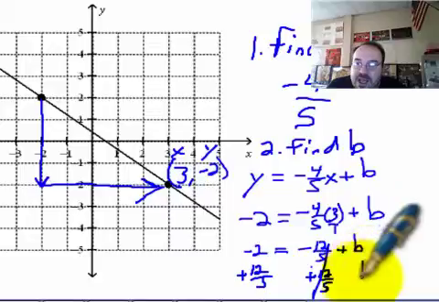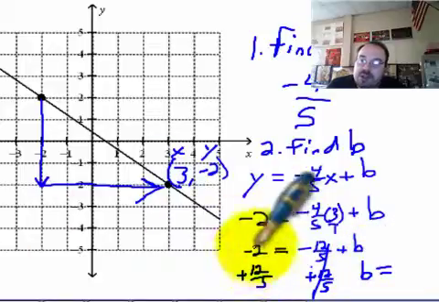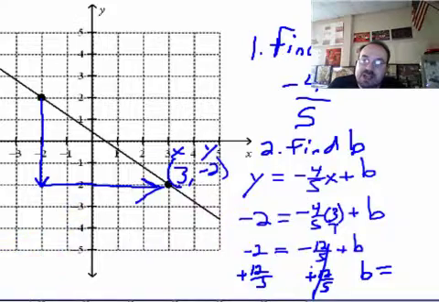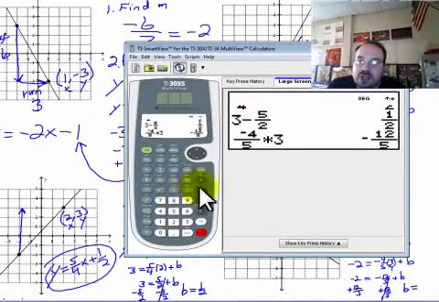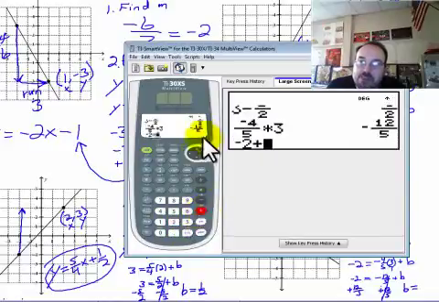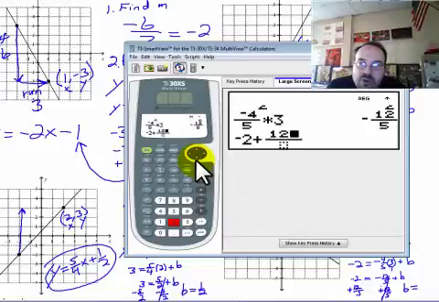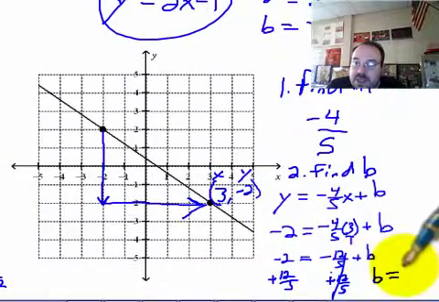So I do that. I end up with B equal to what? Well, you could find a common denominator if you write that over 1 and find a common denominator. But if you're a little unsure of fractions, you can just add it with the calculator. So -2 plus 12/5. Whoops, that's 11/5. Let's try that again. 12/5. And that's going to give me 2/5. Okay, so B equals 2/5.